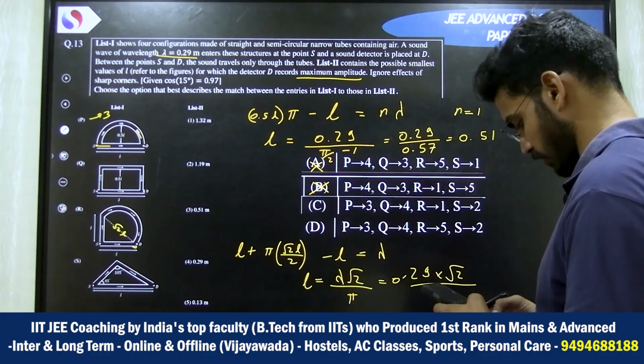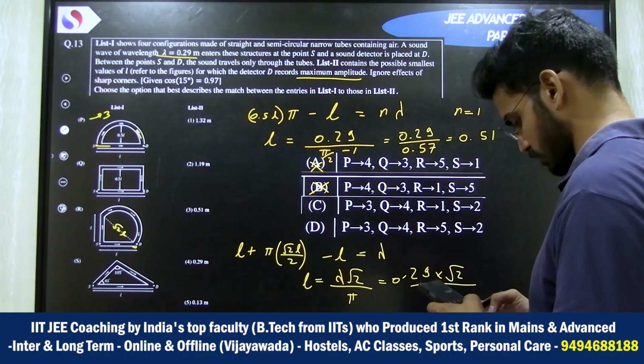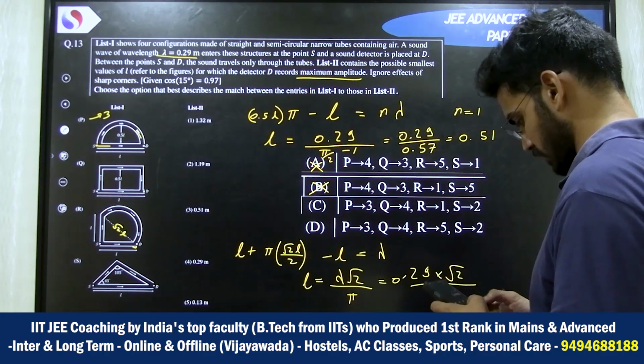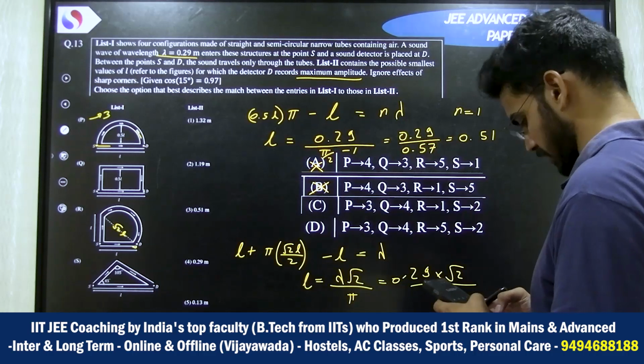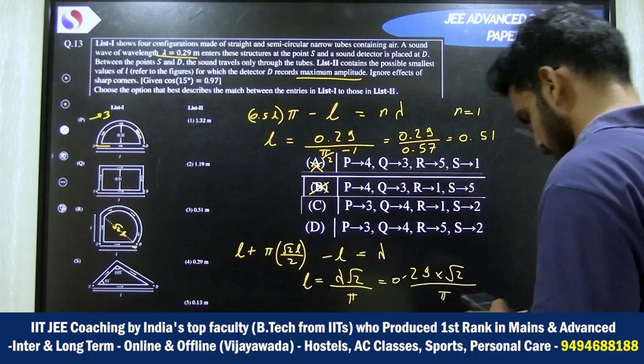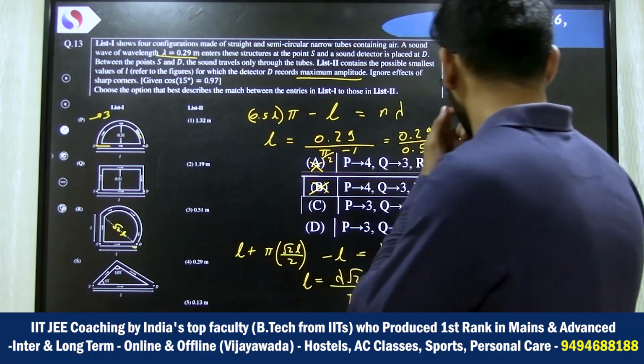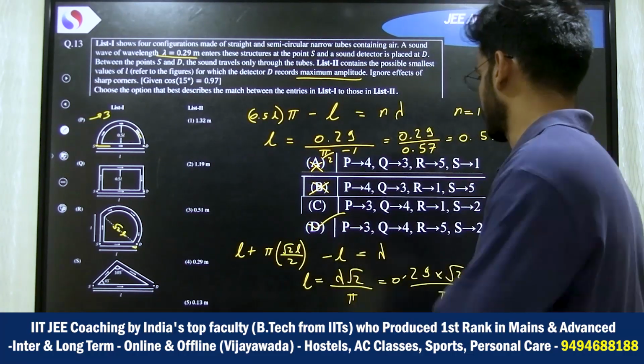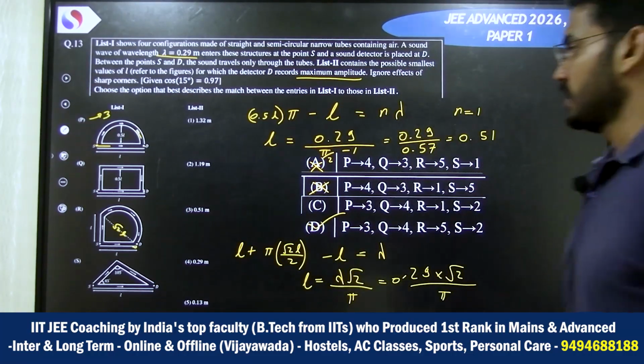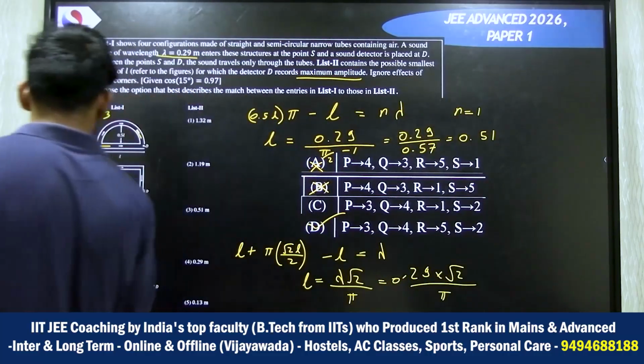So that's 0.29 multiplied by root 2, that's 1.414, divided by pi, 3.14, gives 0.13. 0.13, that's the fifth option, right? So fifth option, R with fifth means D option, okay. So R will match with fifth, and that's it.